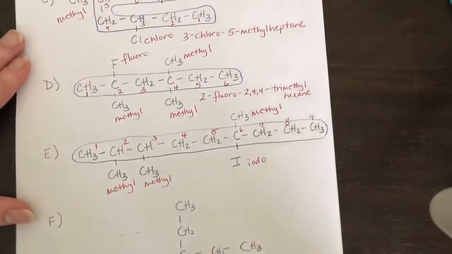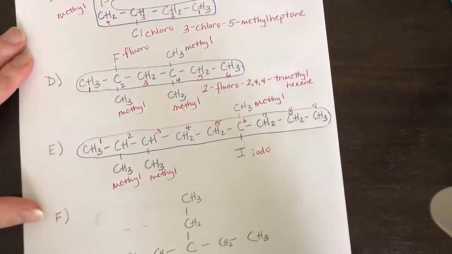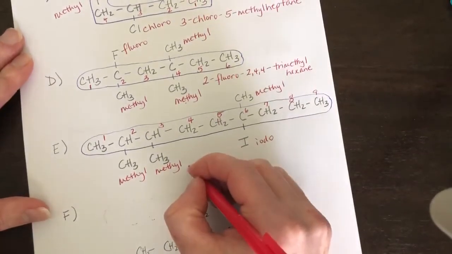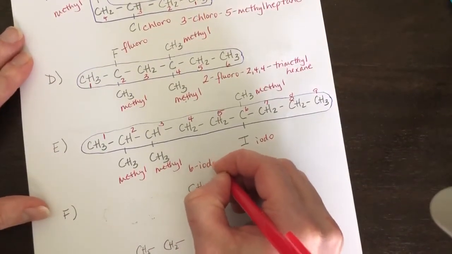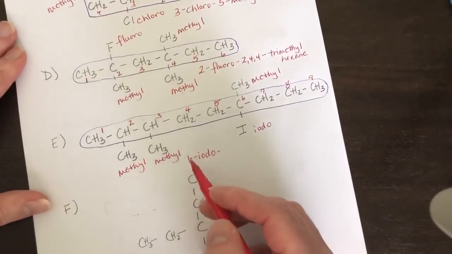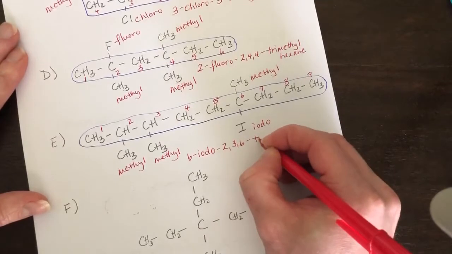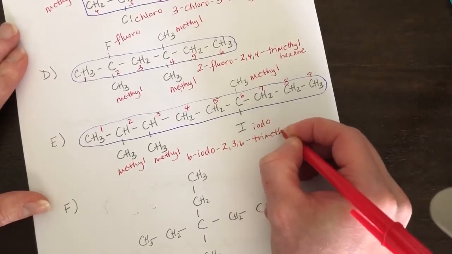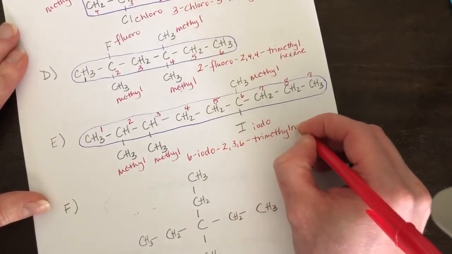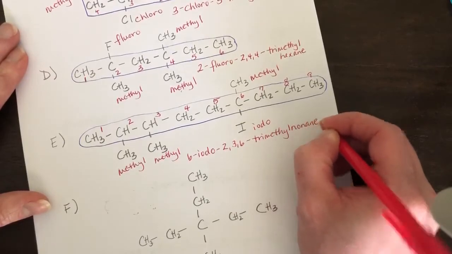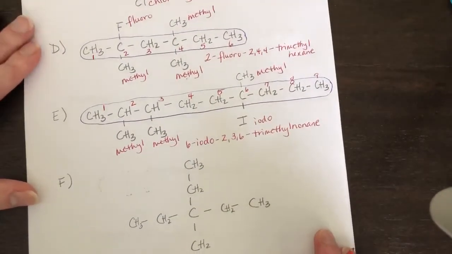Okay? So this is going to be 6-iodo, 2,3,6 trimethyl nonane, because the prefix for 9 is non.